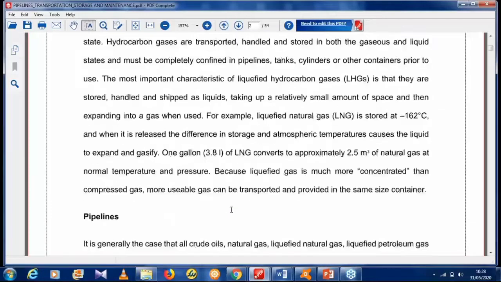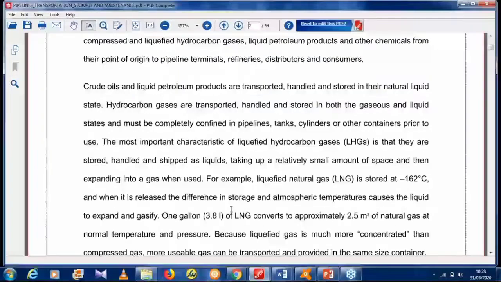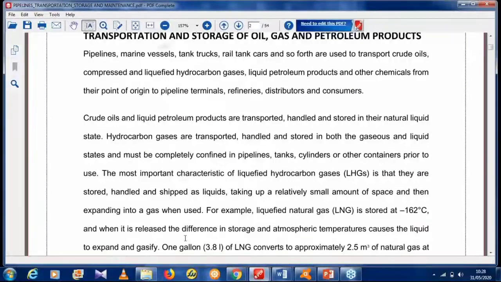So when we're talking about pipelines generally, pipelines for storage of oil and gas products, we have the pipelines, the marine vessels, the trucks or tank trucks, the rail tank cars, and the rest of them. These are all used to transport crude oil or compressed and liquefied hydrocarbon gases.